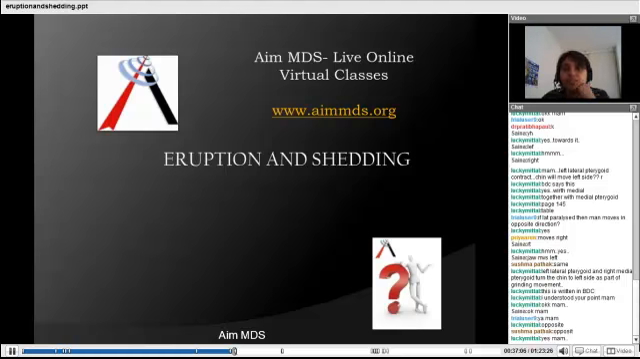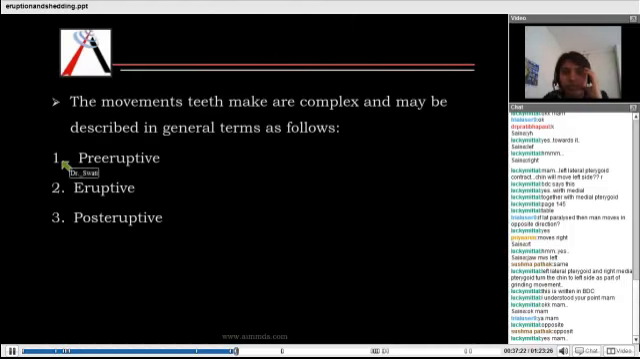Okay, receptive enough. We'll go on to eruption and shedding. There are a few more points which are important here, and there are a few details which, as I move on, I'll probably make concise. Okay, it shouldn't be taking that long.